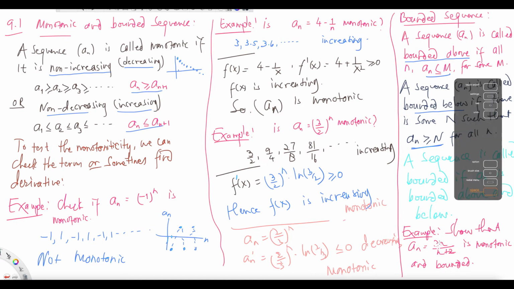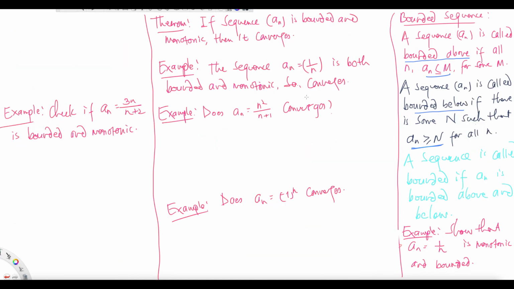So let me give you one example. Okay, so let us see the first example. It says to show that s of n equals 1/n is monotonic and bounded, okay? So you want to show both, all right? So how do we show the monotonic? You can do, what is f of x?